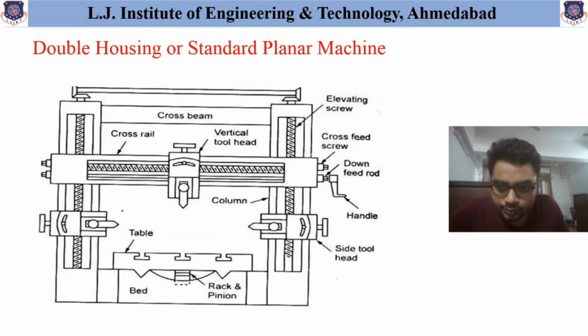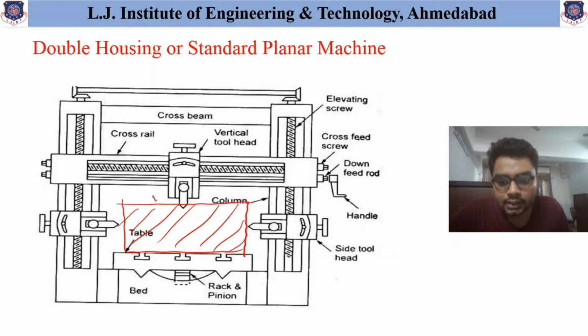Now suppose the workpiece is available over here, and on this workpiece one wants to machine the top surface and two side surfaces also. To obtain this type of finishing or machining operation on multiple surfaces, this standard planar machine is helpful. Now this table reciprocates perpendicular to this plane, and this reciprocating movement of the table helps to obtain the machining operation on these two side surfaces and one top surface of this workpiece.